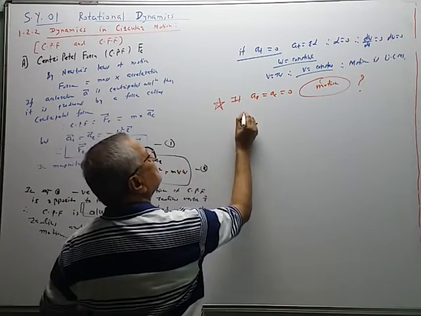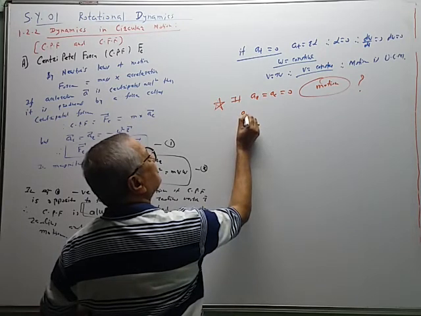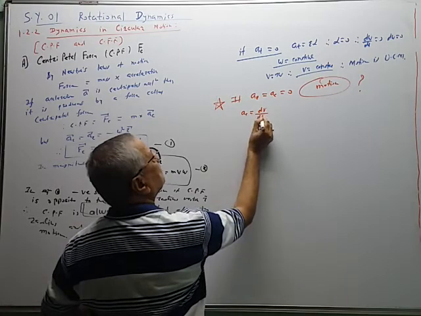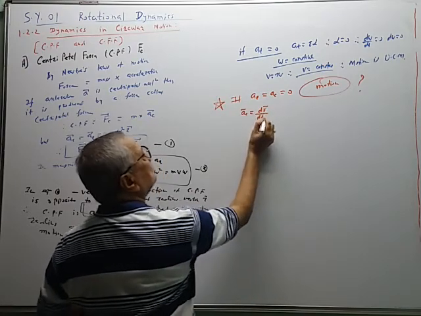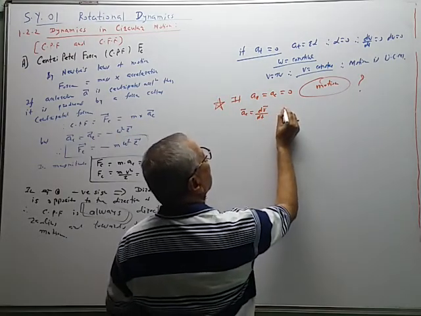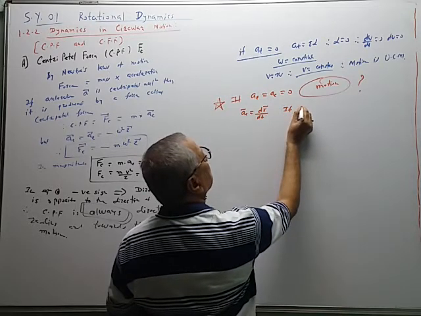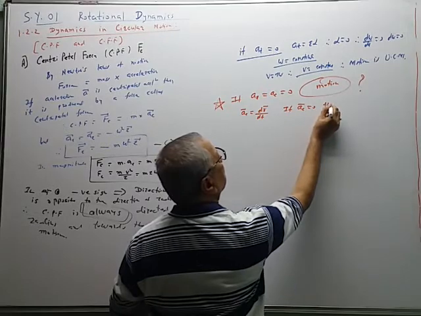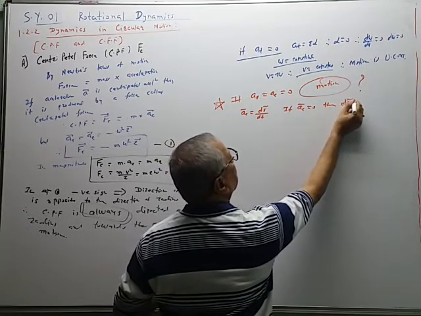So this we have derived this radial acceleration or centripetal acceleration by this relation dv by dt. So if AC is equal to 0, then dv is equal to 0.